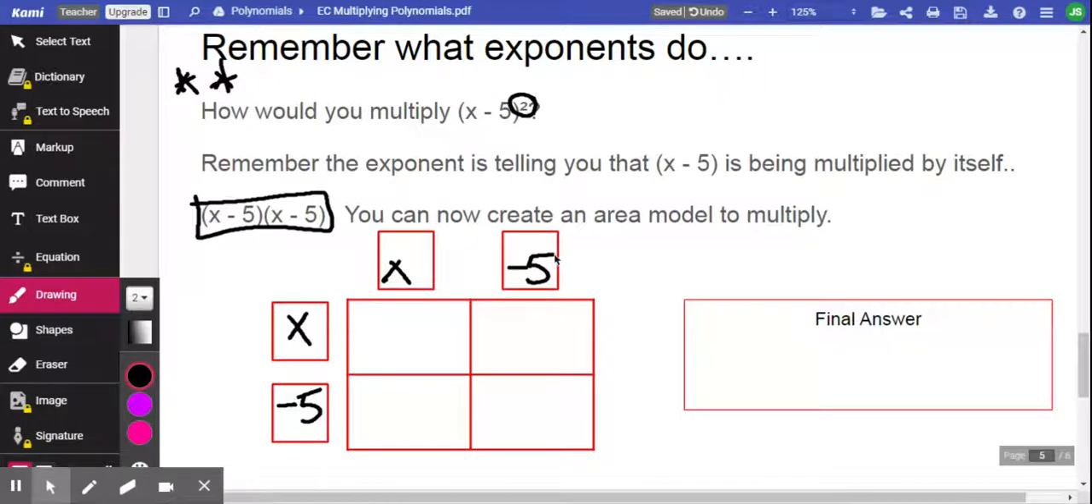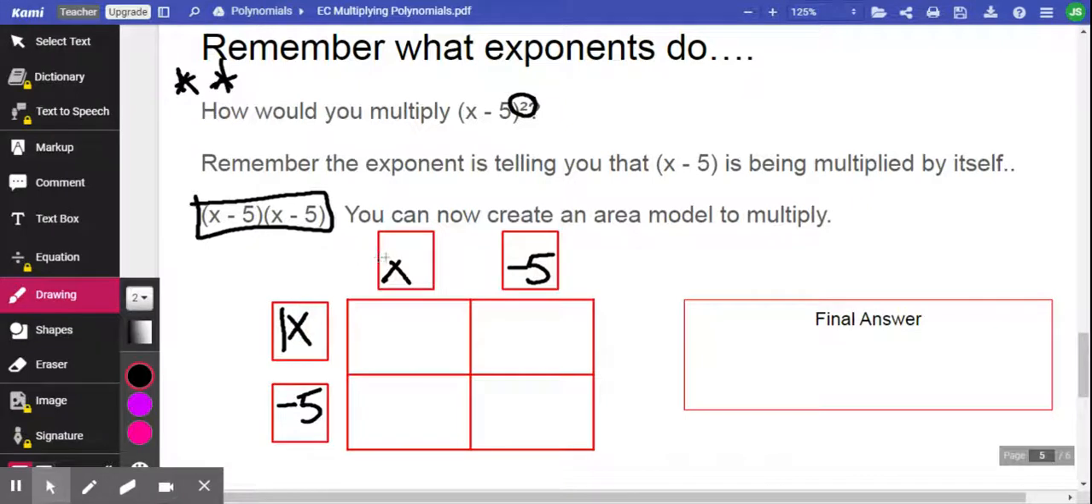So why don't you guys pause this real quick and give this one a try. Draw a square on your paper and multiply (x - 5) times (x - 5). Okay, as you guys pause that, just a couple quick things. I'll go through this one kind of quick.